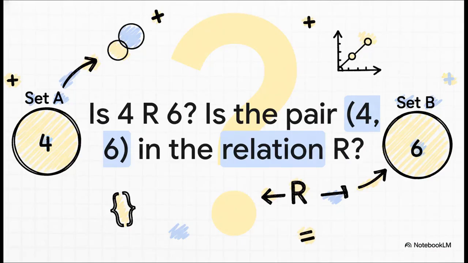So, first up, is 4 related to 6? In other words, does the element 4 from set A have a connection to the element 6 from set B? All we have to do is test it against our rule.